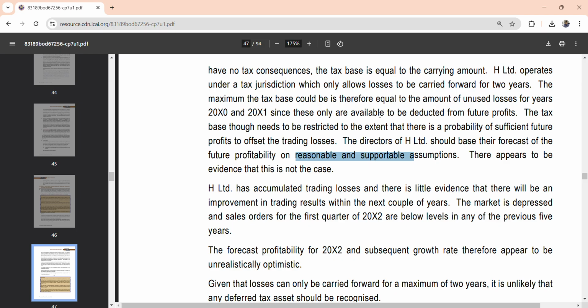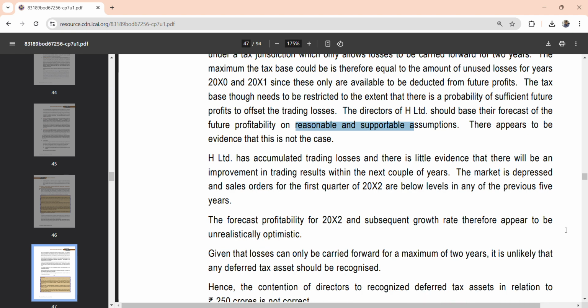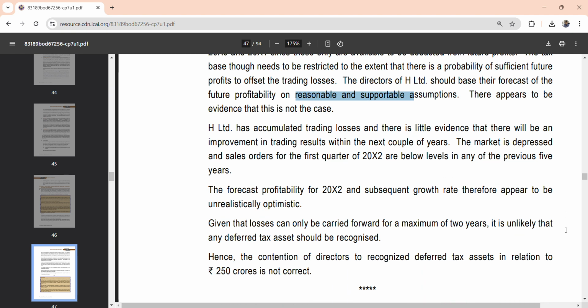There appears to be evidence that this is not the case. H has accumulated trading losses and there is very little evidence there will be improvement, and the market is also depressed and sales order is also low. Considering all these factors, the forecast profit for 2022 and the subsequent growth rate appears to be unrealistically optimistic. Given that losses can be carried forward only for maximum 2 years, it is unlikely that any deferred tax should be recognized. So the contention of the directors to recognize DTA is incorrect. Hence rupees 250 crores cannot be recognized as DTA.